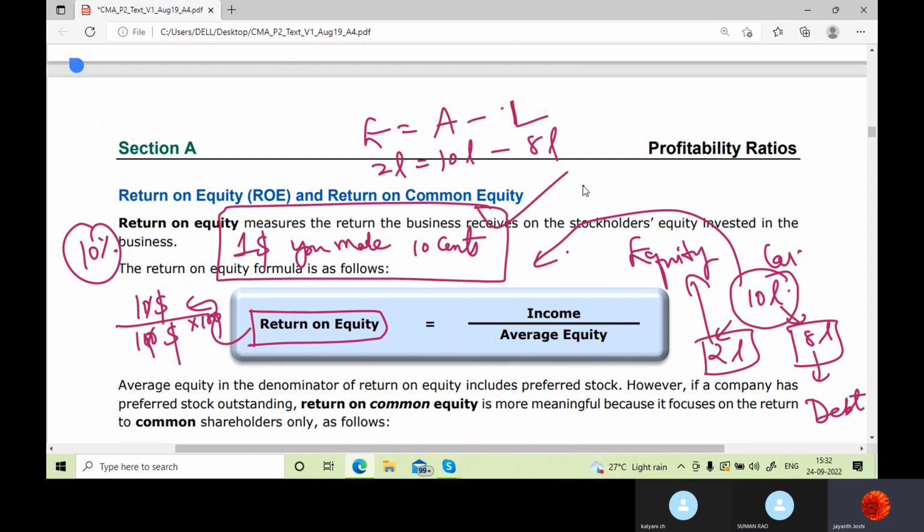Is it good or bad? Again, this is a relative measure. How? If previous year on $1 you made 8 cents, this year on $1 if you make 10 cents, this is a better year. Isn't it so? True. Just write down this formula.